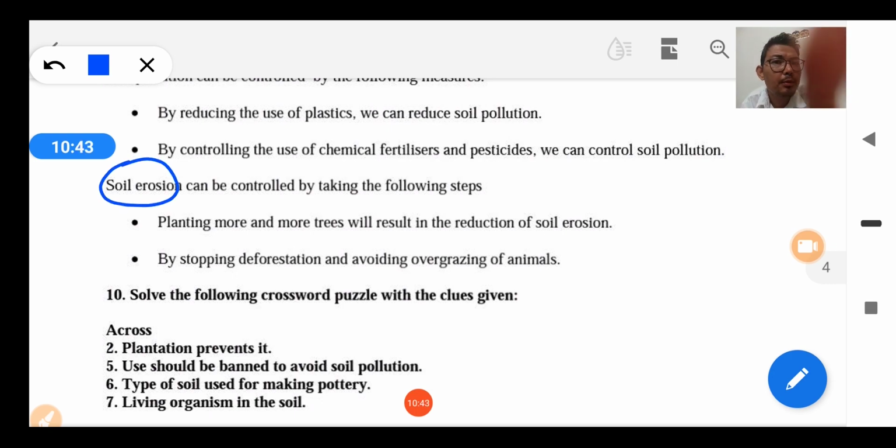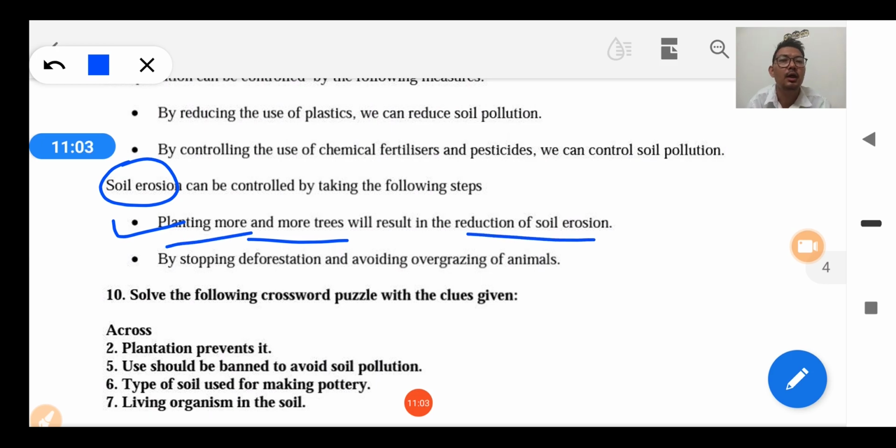If you want to prevent soil erosion, we should plant more and more trees, because the roots of trees hold the soil particles very tightly, and it becomes difficult for the soil to wither away. That is why plantation helps to reduce soil erosion. Next point is we should stop deforestation, avoid cutting trees, and we should also avoid overgrazing. So the key words are stop deforestation and promote afforestation.